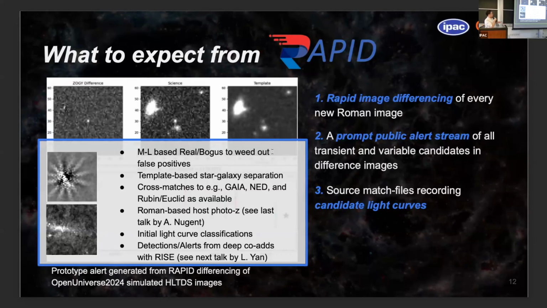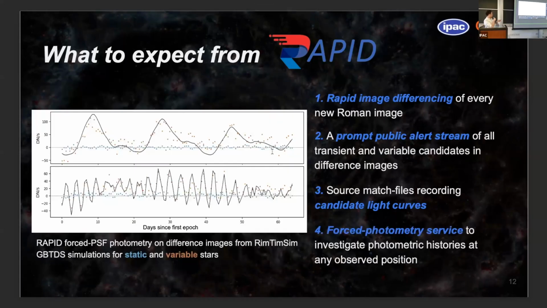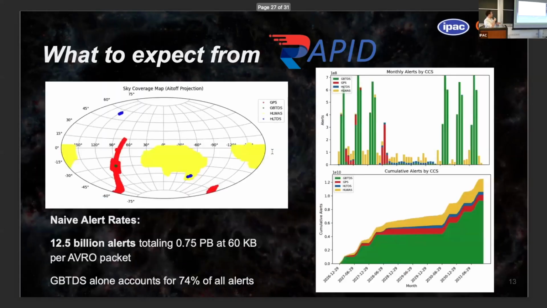We want to do star galaxy separation on our Roman template images that we'll build, cross matches to other catalogs and data as available. We just heard from Anya, of course, we're going to try to include Roman based photozs in the alert packets as well. If we can, initial light curve classifications as these light curves build up for any given source. And then in the next talk, you'll hear from Lin Yan as well about the stacking we want to do to get deeper detections of transients with the program called RISE. And then we'll also have a forced photometry service.